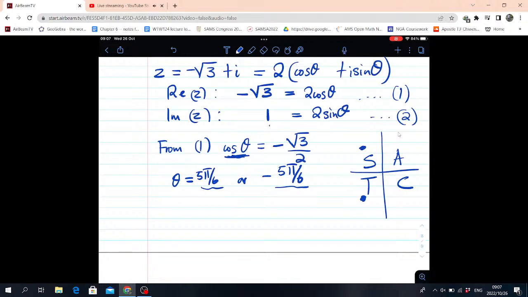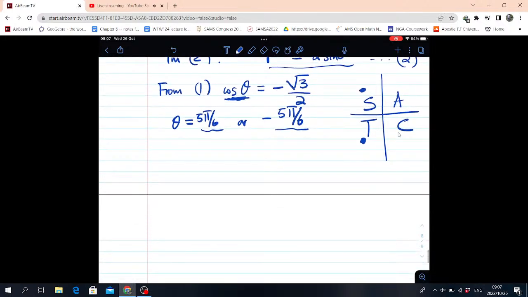So the second equation tells us that sine theta is equal to a half, which tells us that sine is actually positive. So this one can be excluded, and we are left with this one, which is 5 pi over 6. So in other words, theta is going to be 5 pi over 6, and that is our principal argument.